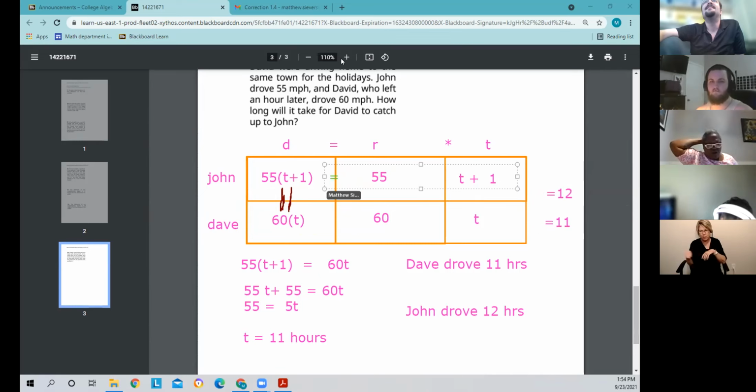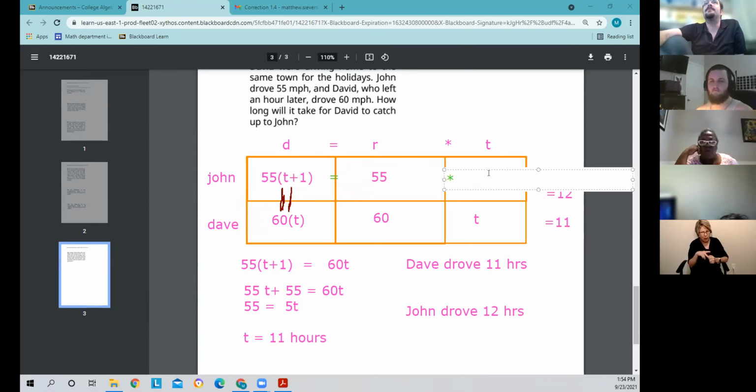So yeah, I know that John drove 55 miles. We're doing that times this, right? We're doing 55 times T plus one because we know rate times time will get us to distance.